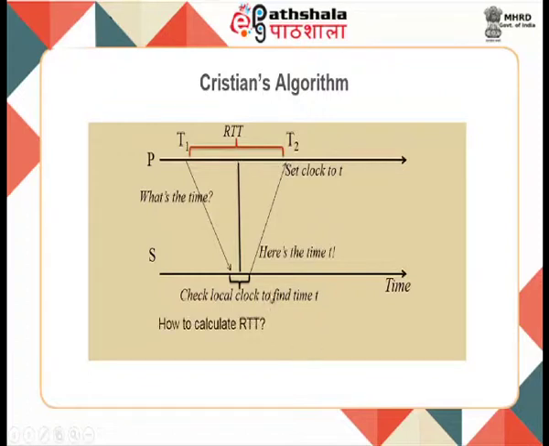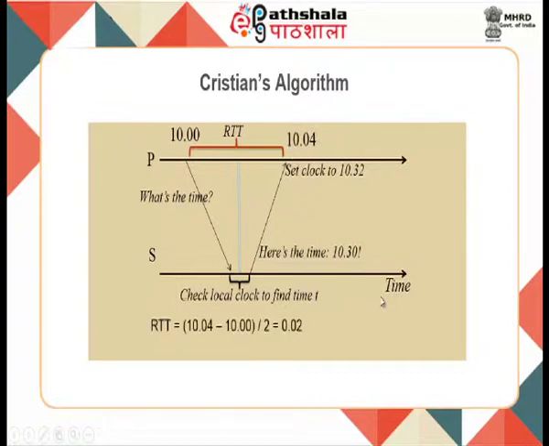So how do we calculate RTT? Very simple. We take T2 minus T1, that is our RTT, and we take this T, add half of RTT, and that should be the value of clock P. Here is an example. At 10 o'clock, P sends the message. At 10:04 it receives the message back. So what does it do? 10:04 minus 10, divided by 2, which is 0.02. Therefore, at 10:32 it sets its clock.